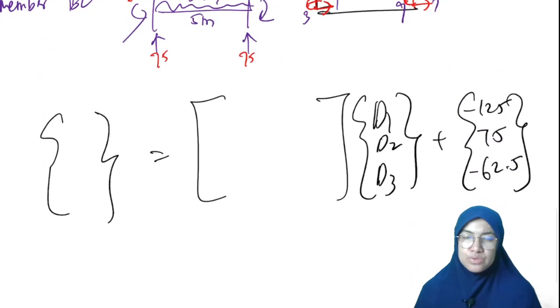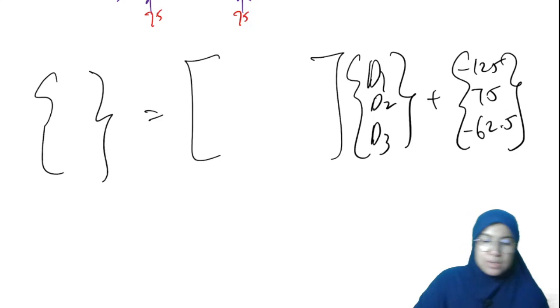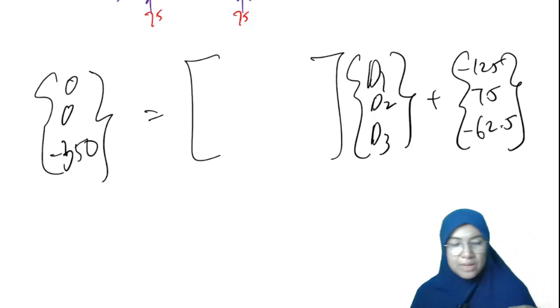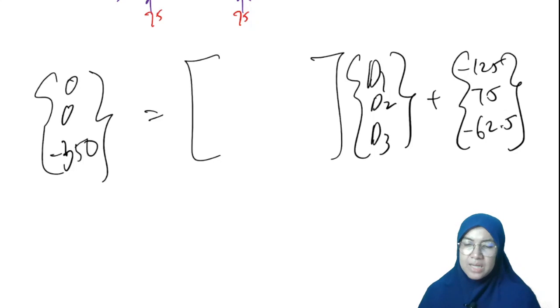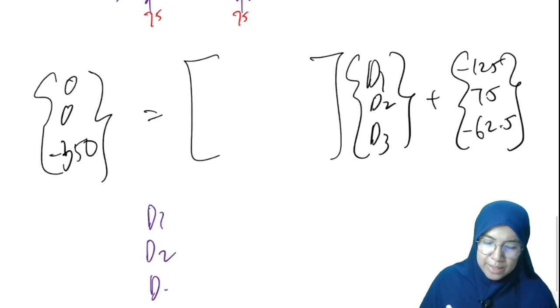I just want to show you until this step, because I believe every one of you can fill in this with values. So here is 0, 0, negative 350 for D1, D2, D3, and then Q naught 1, Q naught 2, Q naught 3. Then after we get the K values, we can solve this using simultaneous equations with three unknowns, and we will get D1, D2, and D3.